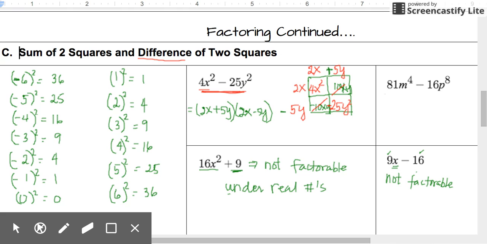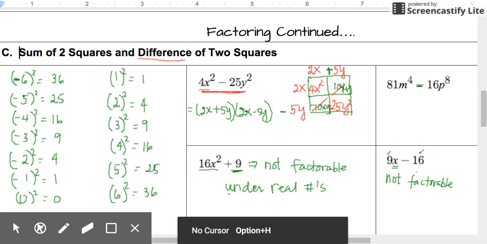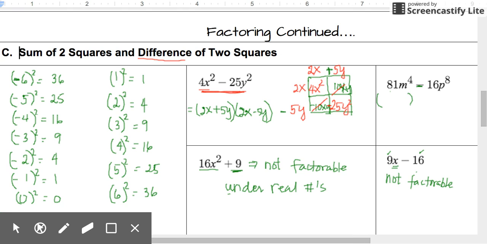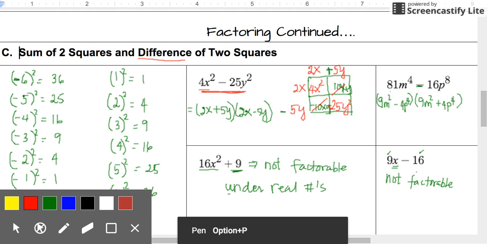Okay. 81m to the fourth minus 16p to the eighth is a difference of two squares because this is minus and these two terms are both perfect squares. So we can factor this. We'll have two binomial factors. The first factor should be 9m squared minus 4p to the fourth, and 9m squared plus 4p to the fourth for the second one. Now, notice that 9m squared minus 4p to the fourth is another difference of two squares, so we can still break that down.